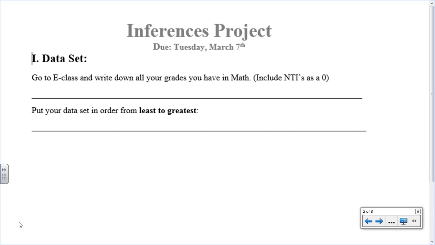So the first thing you're going to do is create your data set. In order to do that, you'll need to go to eClass and write down all your grades you have in math. Include NTIs as a 0. After you've written down all your grades, then you're going to put your data set in order from least to greatest.